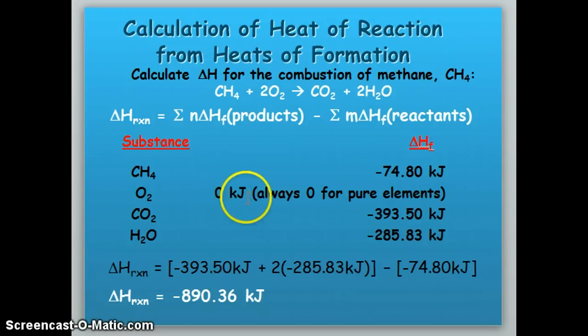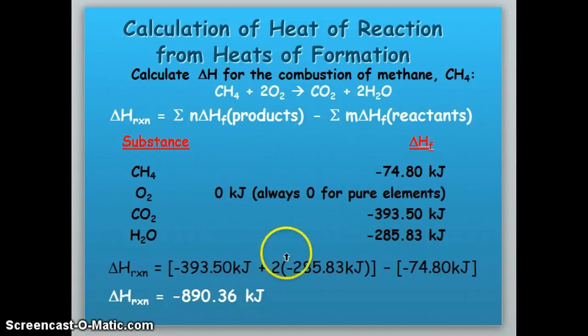And you'll notice that oxygen was 0. That's true for all pure elements. The heat of formation for all pure elements is 0. So you look up the value for methane, it's negative 74.8. For oxygen, it's 0. For carbon dioxide, it's negative 393.5. For water, it's negative 285.83.